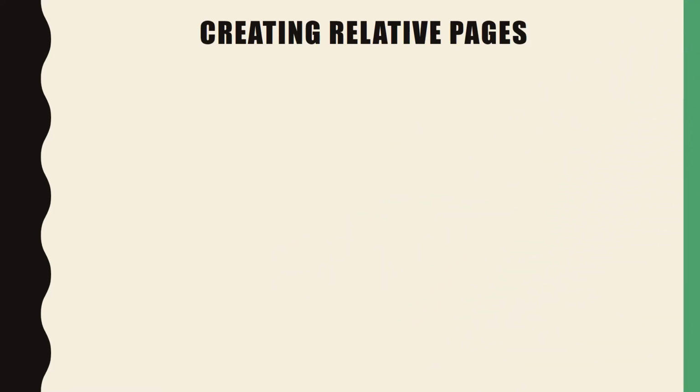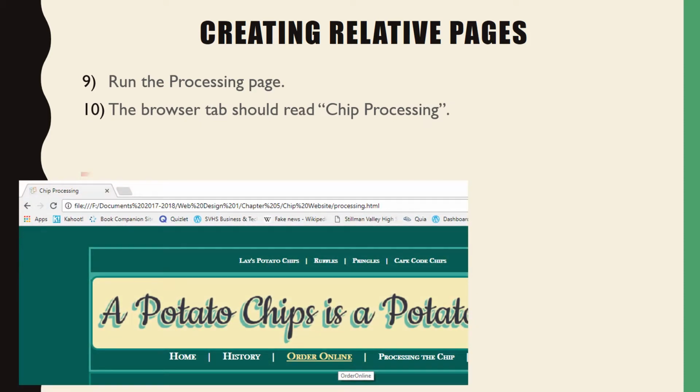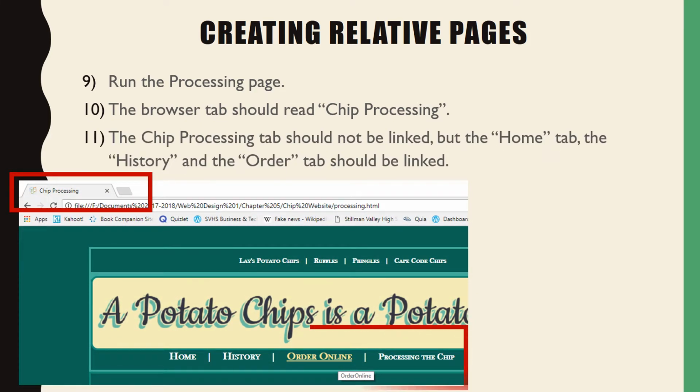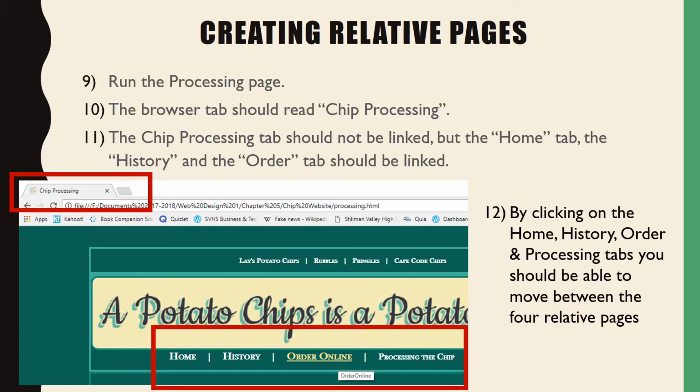Run the processing page. The browser tab should read Chip Processing. The Chip Processing tab should not be linked, but the Home tab, the History, and the Order tabs should be linked. By clicking on the Home, History, Order, and Processing tabs, you should be able to move between the 4 relative pages.